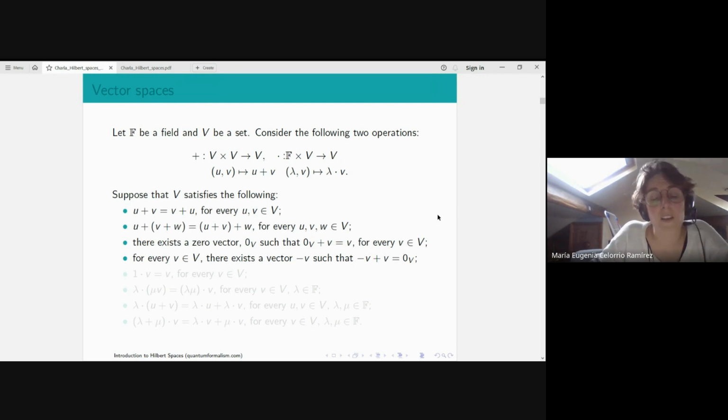Then, for every vector in our set, we have an inverse vector with respect to the addition, which we're always going to write like minus b. And whenever we add them together, we obtain the zero vector. When we multiply by the unit of the field, again, it's like we were not doing anything; we obtain the same vector.